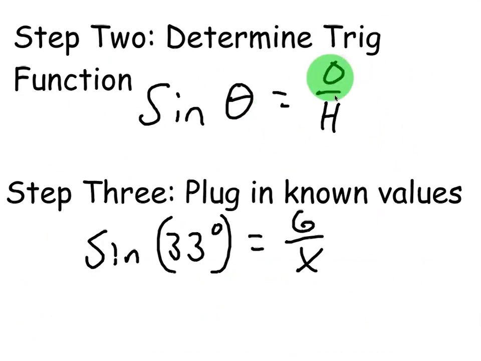Sine of theta equals O over h. Sine of 33 equals 6 over x. Now this is important. In this case, x is in the bottom. So how do you get x by itself? Well, first of all, you have to get x out of the bottom, which means you have to multiply both sides by x.